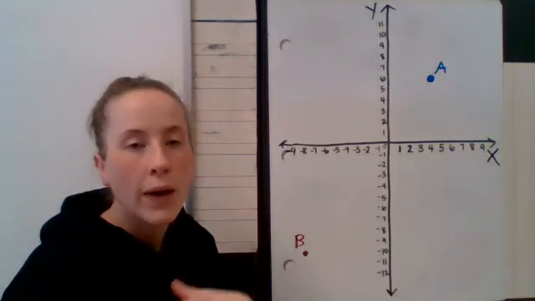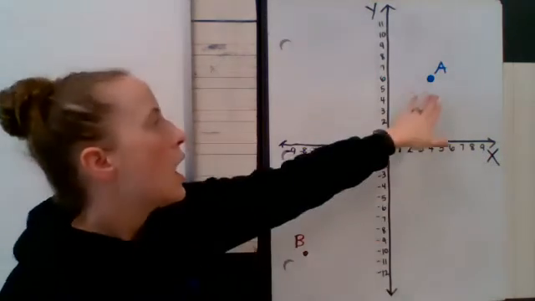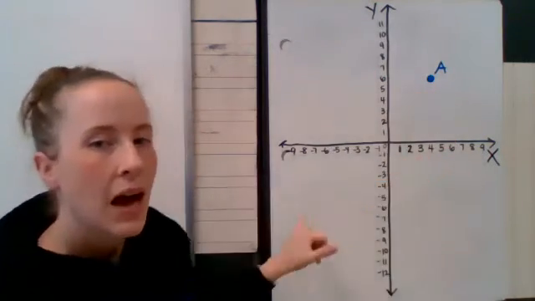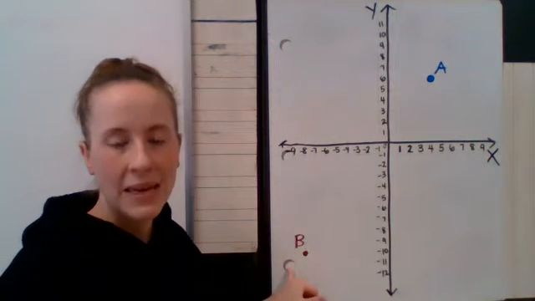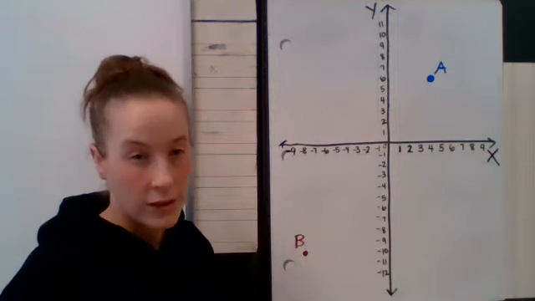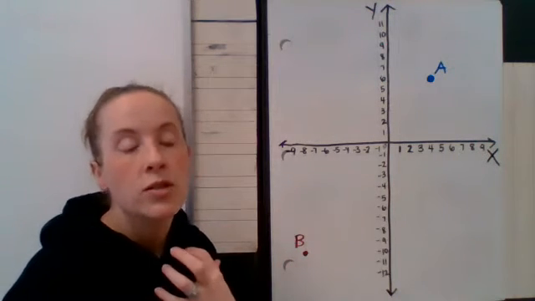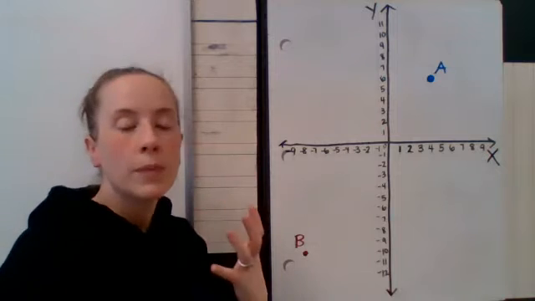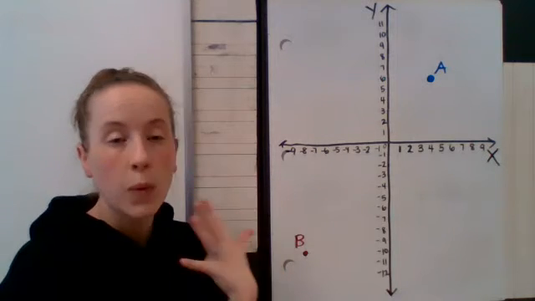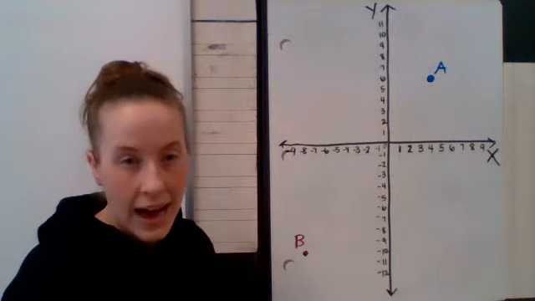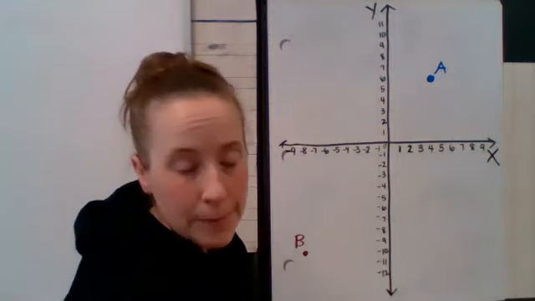I also put 2 points that we're going to be working with right now. Point A is over here in the first quadrant, and point B is down here in the third quadrant. So what we're going to do today is explore what it would be like to reflect these points across one or more of the axes. So I'm going to start with A.